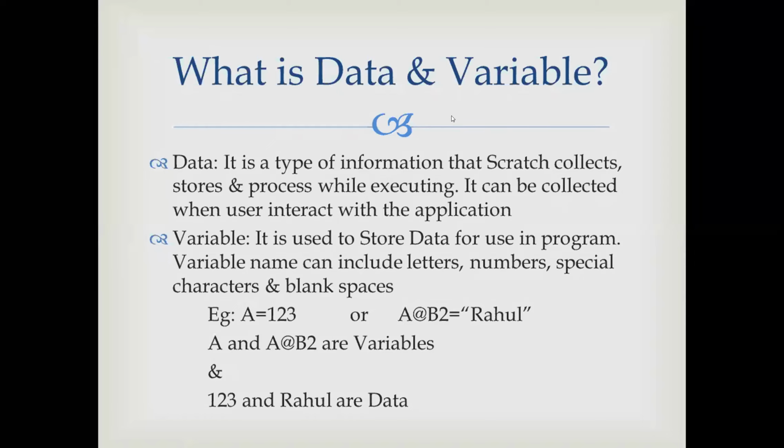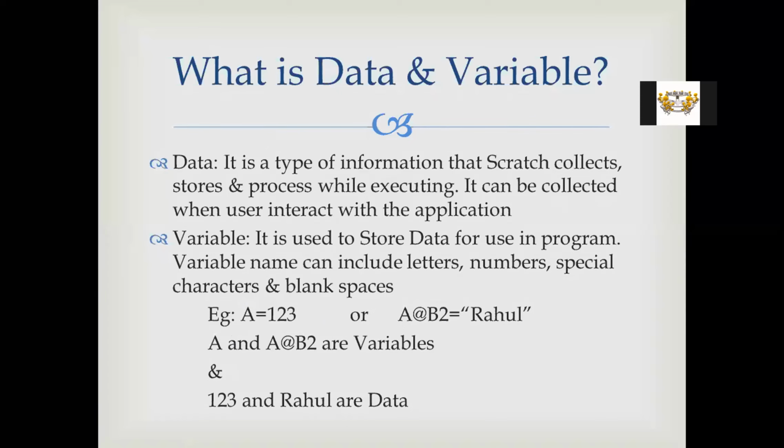And the next variable is a@b2. This is the name of the variable a@b2, and it is storing the name of a person, that is Rahul. So Rahul is the data and a@b2 is a variable here. So in both examples, a@b2 and a are the two variables, and 123 and Rahul are the data. So this is the difference between data and variable. A variable can hold data in it. A variable can store data in it.